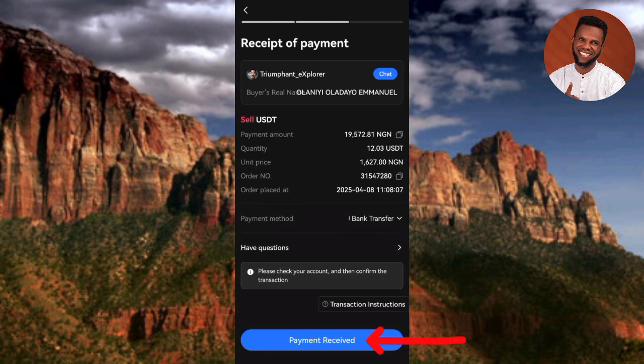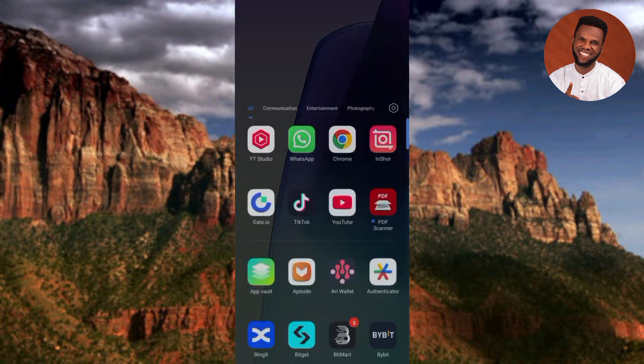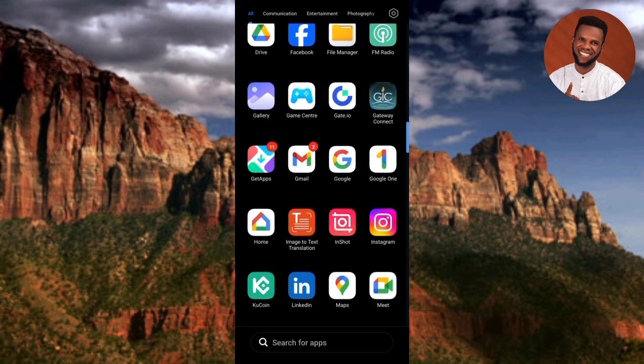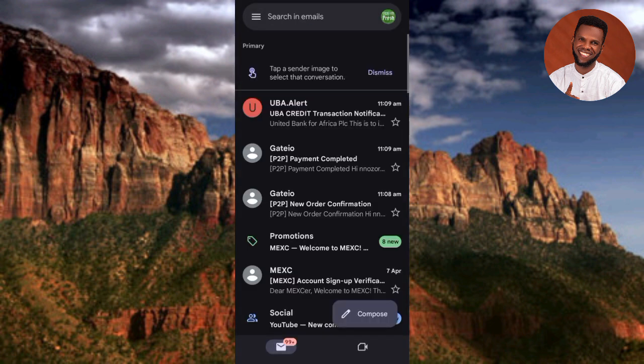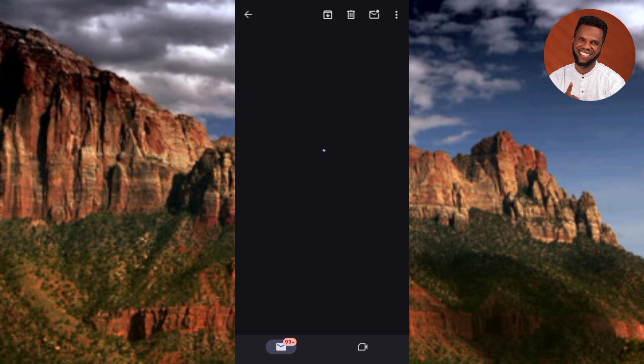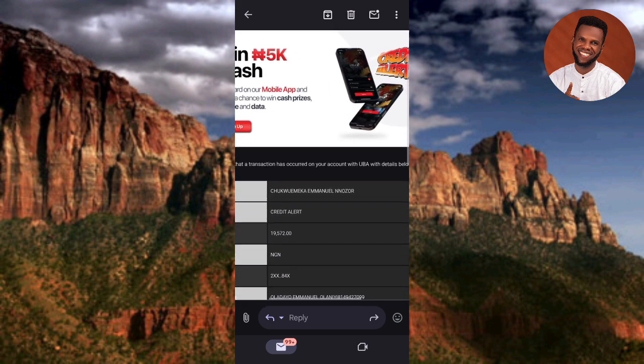You can see now payment received. So guys, let me go over now to my email to confirm it. See the bank alert right there. You can see the UBA credit transaction. Let me tap on it to open it. So guys, you can see here's the email from my bank. This is the exact amount I'm supposed to receive. And you can see this.